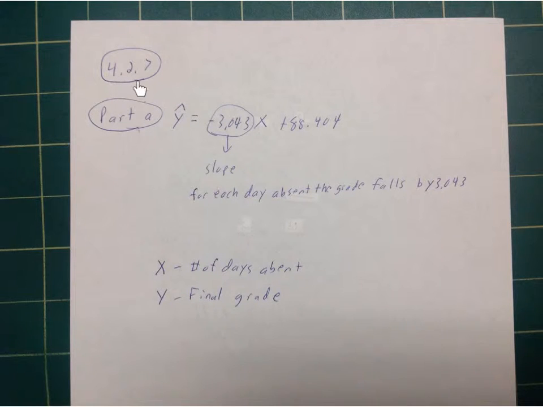It was 4.27. You completed part A correctly. You found y hat to be equal to negative 3.043x plus 88.404.